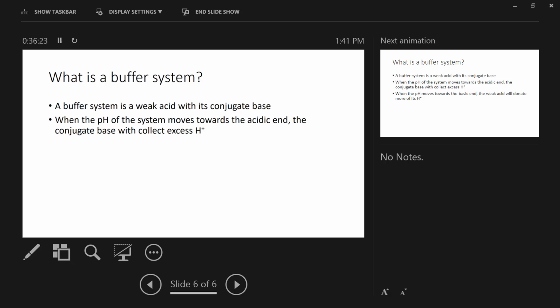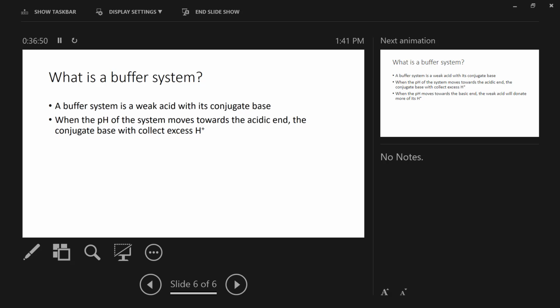So again, if you've got this system set up where you have both the weak acid and its conjugate base, if you start pumping in extra hydrogen ions because let's say this is in your blood and you ate something that was particularly acidic, and so it starts to create some extra hydrogen ions that can get into your bloodstream.